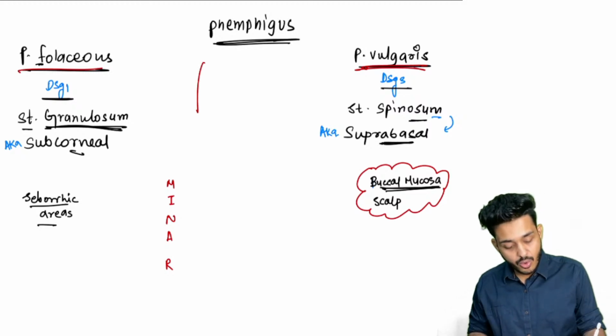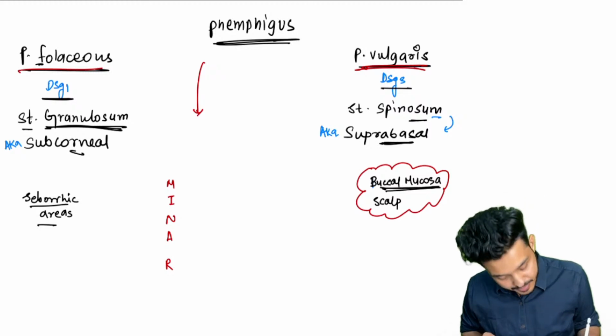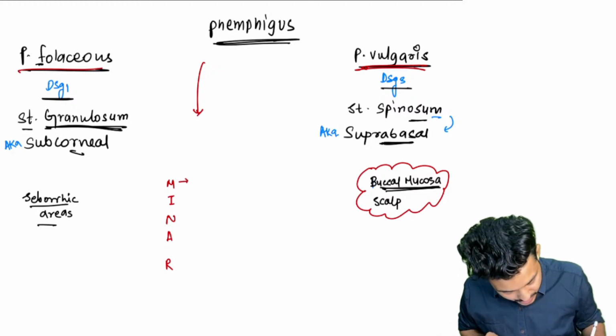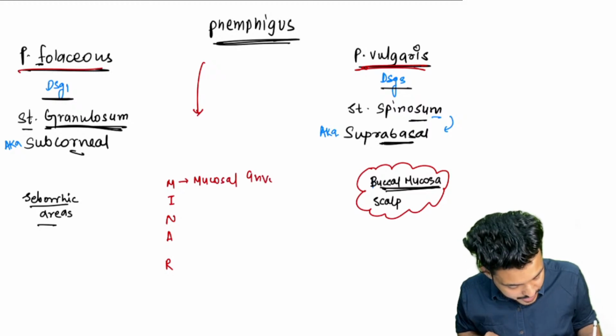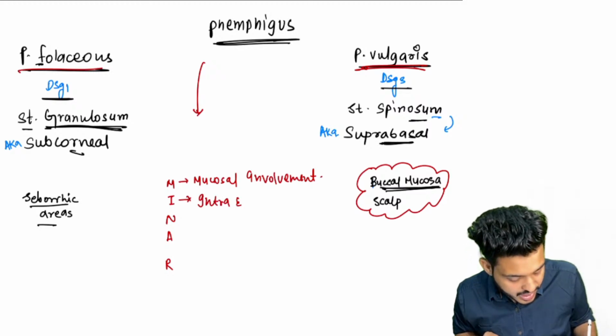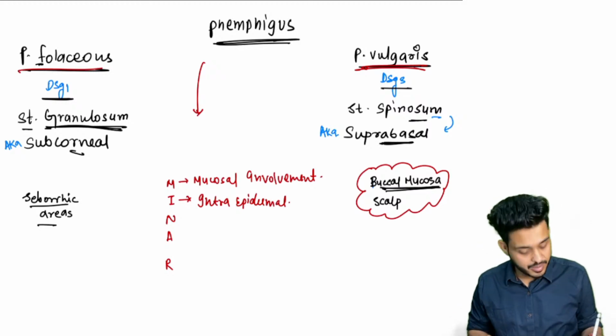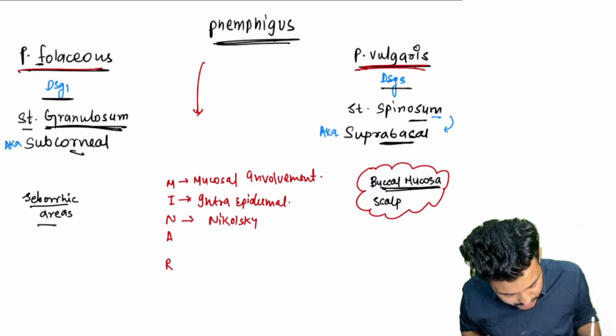Okay, and all the pemphigus group of disorders are Minar positive. Minar positive means there will be mucosal involvement. They are intraepidermal bulla. They are Nikolsky positive.